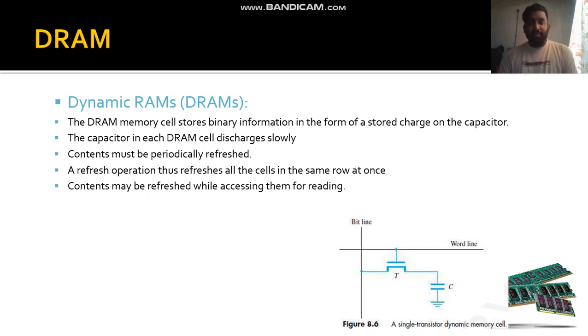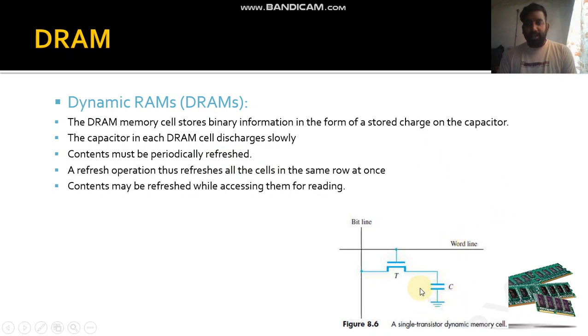It works on the principle that a capacitor can hold some amount of charge for a short period of time. The dynamic RAM cell stores binary information in the form of stored charge on the capacitor. The capacitor in each dynamic RAM cell discharges slowly over a period of time. Hence, the contents must be periodically refreshed so that the data will not be lost.